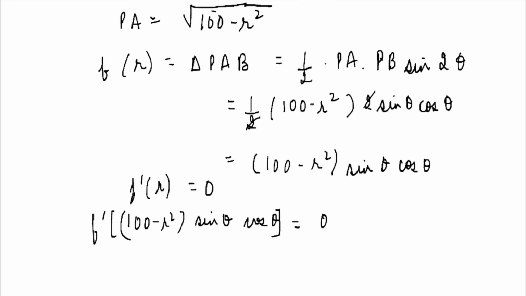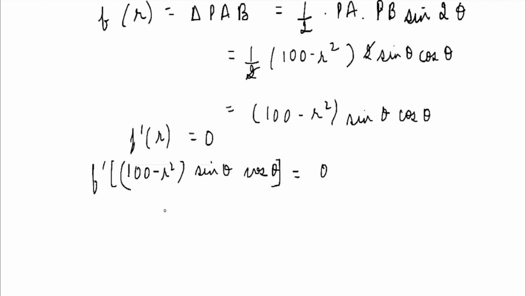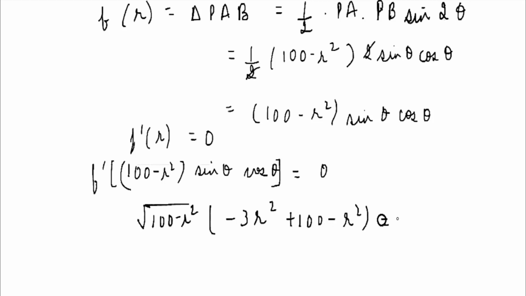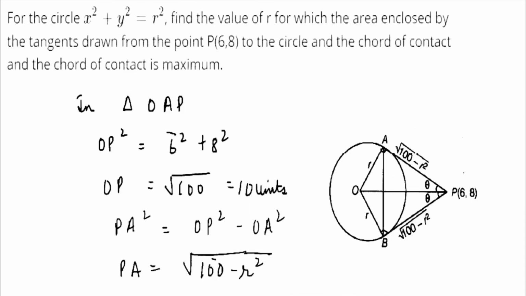Now proceeding forward, differentiating it, I'll be getting under the root of 100 minus r square into a quadratic expression, that is minus 3r square plus 100, which is equal to 0. Now these both have to be 0. From the first I can get r is equal to plus minus 10, and from here I can get r is equal to plus minus 5. We can see that the radius cannot be greater than this.